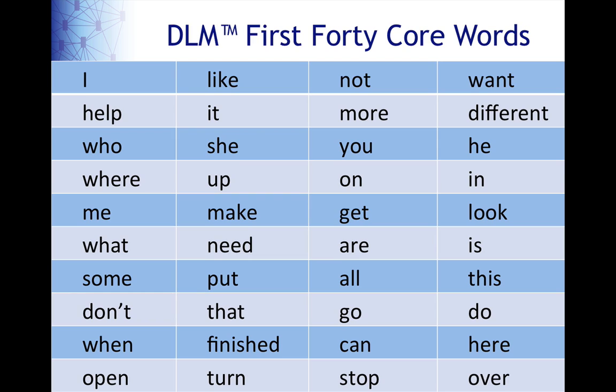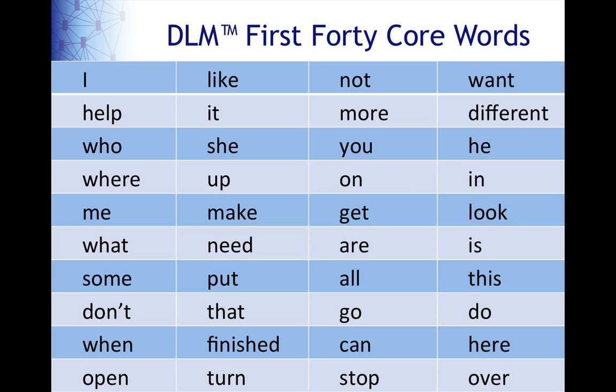This table shows the DLM first 40 recommended core vocabulary words. In this table, the words are organized into 10 groups of 4 words each for students who need to start with 4 locations on a page. Students might need this limited number of symbols on each page because of sensory, motor, or significant communication challenges. But most students will likely start with a system that has more than 4 symbols per page.